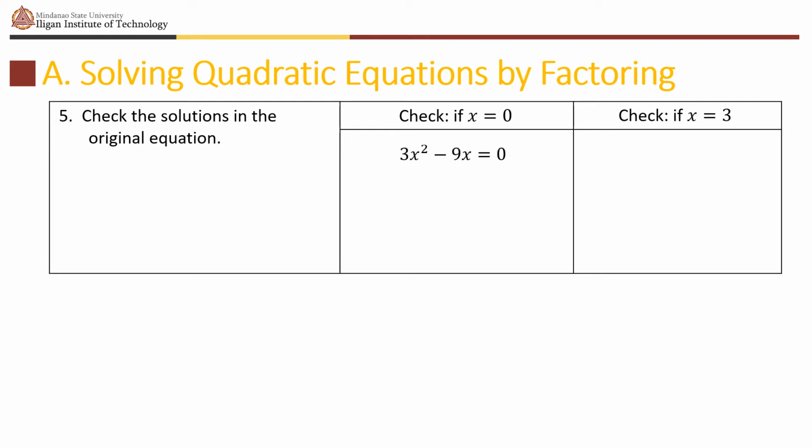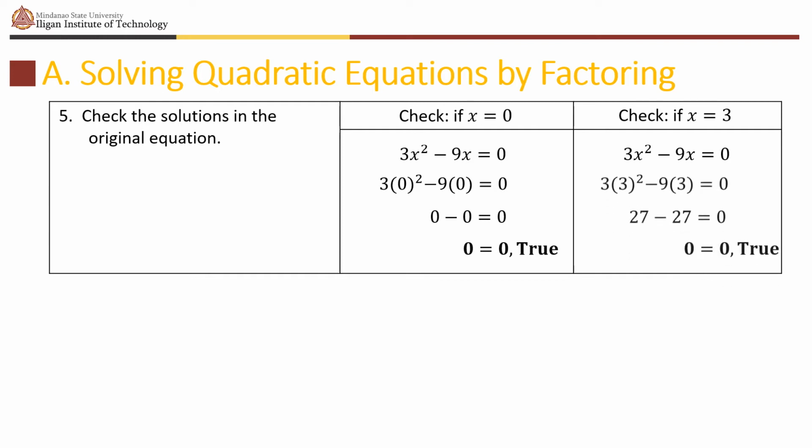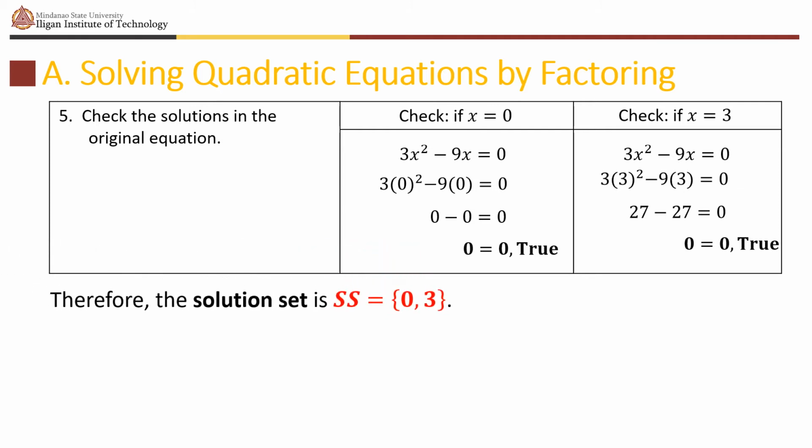So we place x equal to 0 here and come up with a value which is 0 equal to 0. It happens to be true. Now if x equal to 3, substitute 3 for x here and here also. So you will now have 3 times 3 squared minus 9 times 3 equal to 0. 27 minus 27 will give you 0. Therefore, the solution set is 0 and 3.